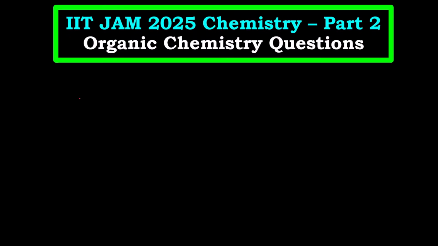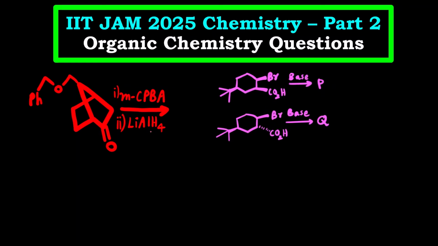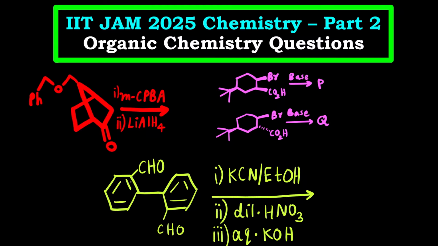In today's video, we are going to solve the organic chemistry questions that were asked in the IIT JAM 2025 chemistry paper. This was a question based on Baeyer-Villiger oxidation followed by reduction. Then this was the question based on the E2 elimination reaction. Then this was again based on name reactions, that is, benzil-benzilic acid rearrangement and benzoin condensation.